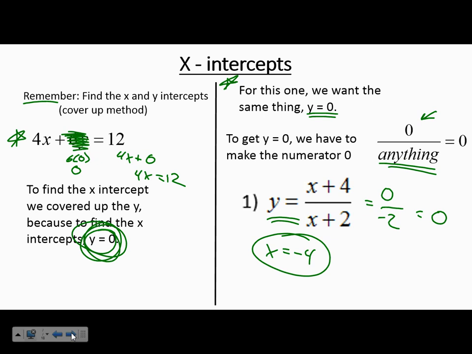But that's because y is equal to 0 here. So in other words, it's always where your numerator is equal to 0. That's what I put right here. To get y is equal to 0, we have to make the numerator equal to 0. So for this one, our solutions or our roots or our x-intercepts is at x is equal to -4. And I really want you to put that x is equal to for all these.